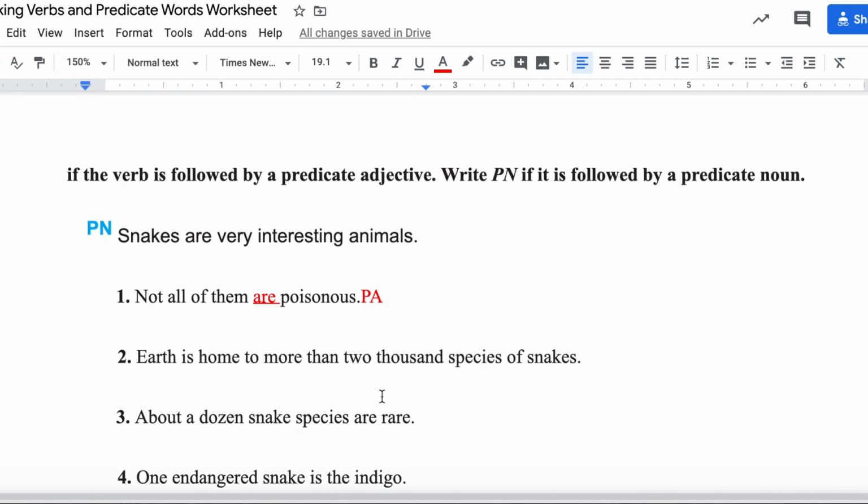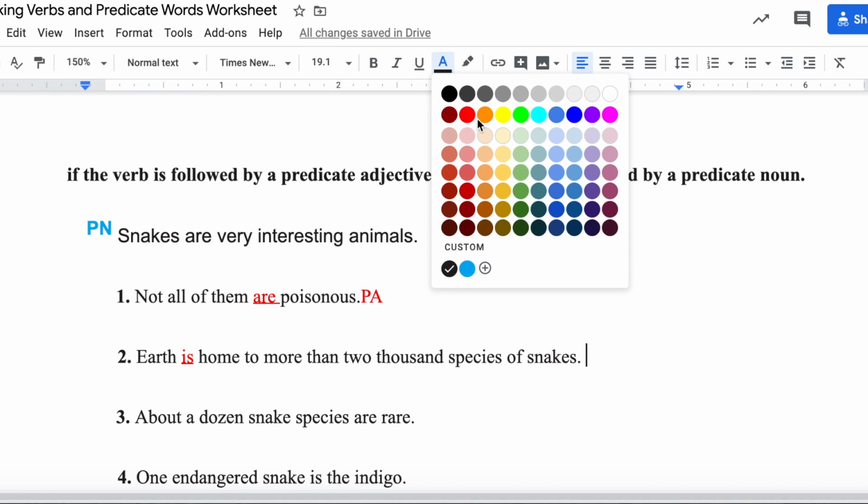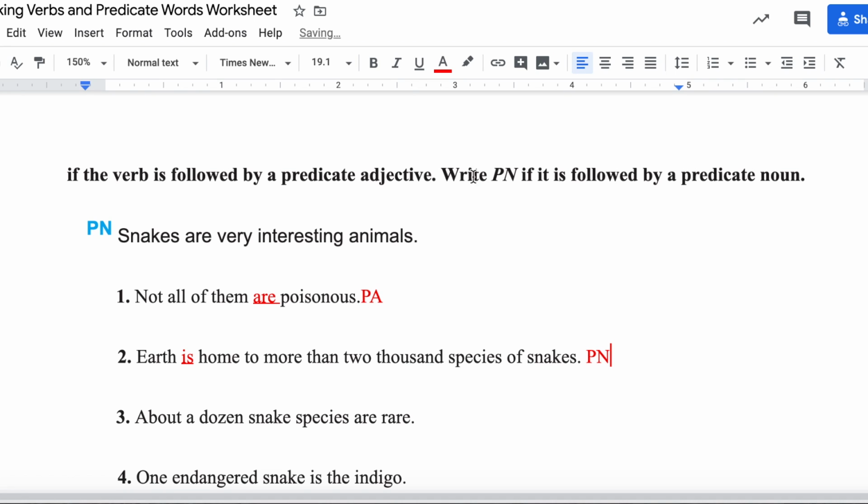Earth is home to more than 2,000 species of snakes. Go ahead and identify the verb. Earth is, right? Is the verb. This is the linking verb. Earth is what? Earth is home. Earth is home to more than 2,000 species of snakes. Home, is that a person, place, thing, or idea? It is a thing. Yeah, you're right. It's a thing, okay? So that's why it's a predicate noun. So really you just have to ask yourself if the word that comes after it that's describing the subject, if it's an adjective or a noun.